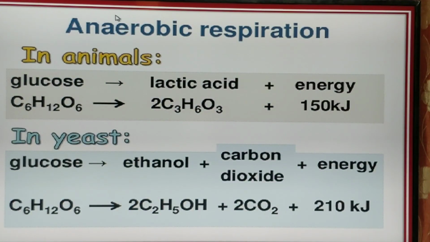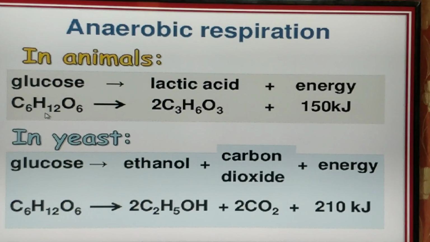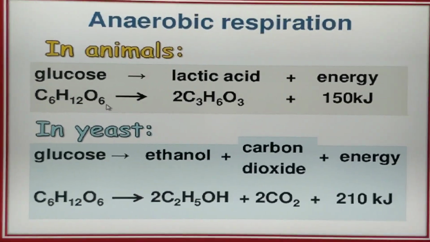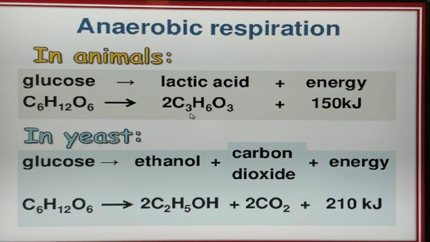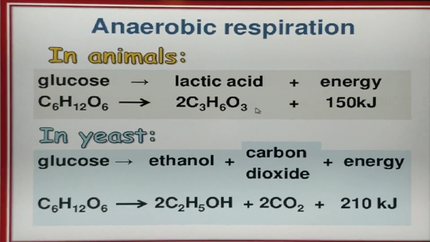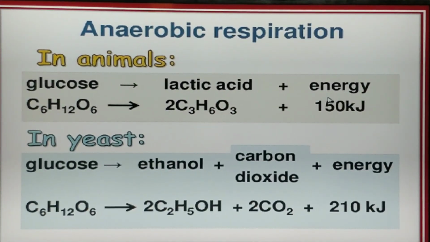Now let's see how anaerobic respiration takes place in animals. In animals, glucose is anaerobically converted into lactic acid and energy is liberated. The formula for glucose is C6H12O6 and the formula for lactic acid is C3H6O3. And the amount of energy liberated is 150 kilojoule.